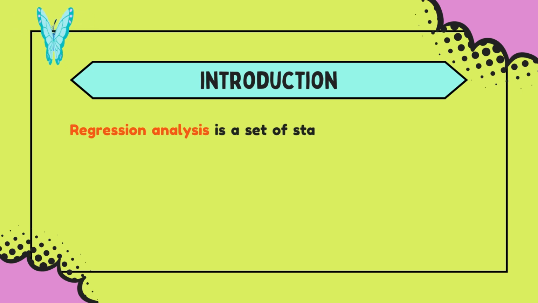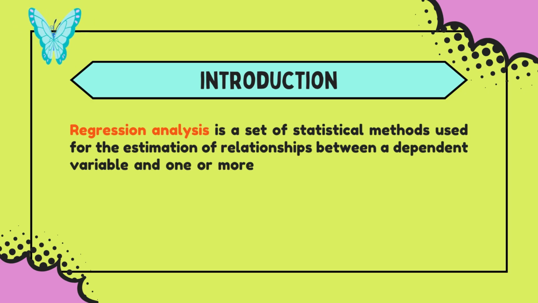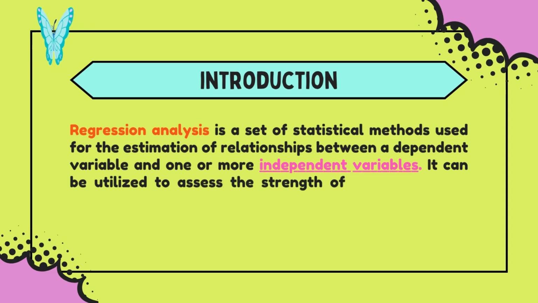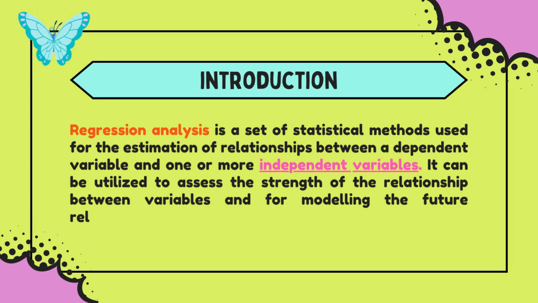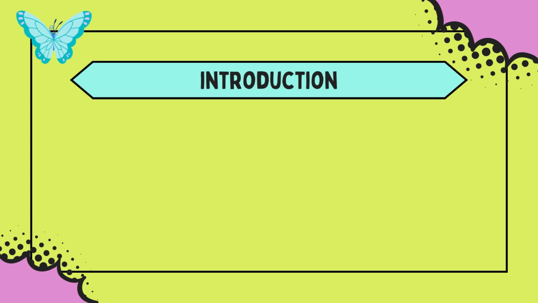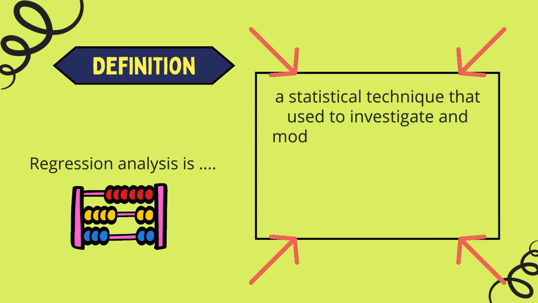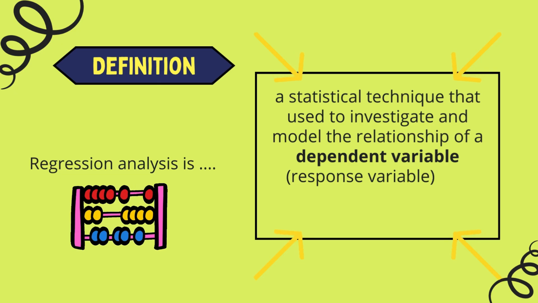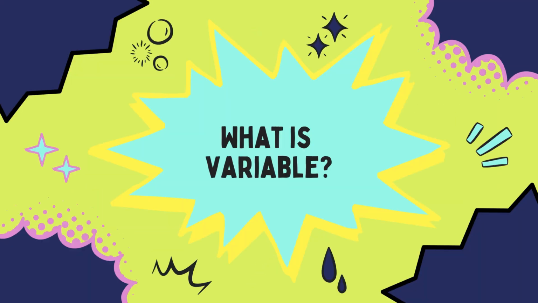Regression analysis is a set of statistical methods used for the estimation of relationships between a dependent variable and one or more independent variables. It can be utilized to assess the strength of the relationship between variables and for modeling the future relationship between them. In other words, it is a statistical technique that is used to investigate and model the relationship of a dependent variable, response variable, and independent variable, explanatory variable.